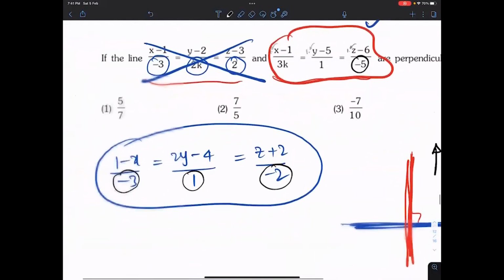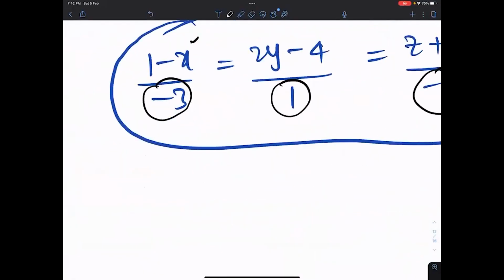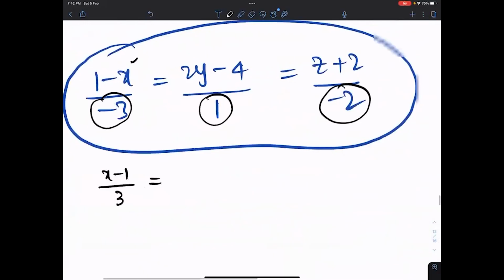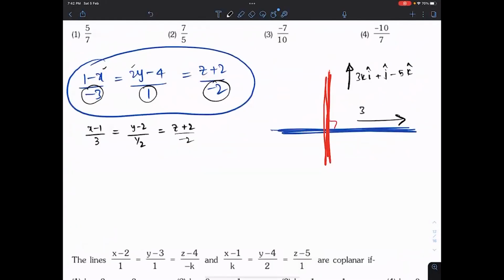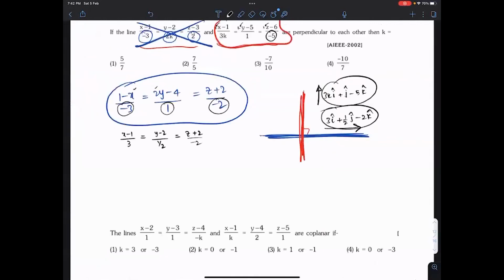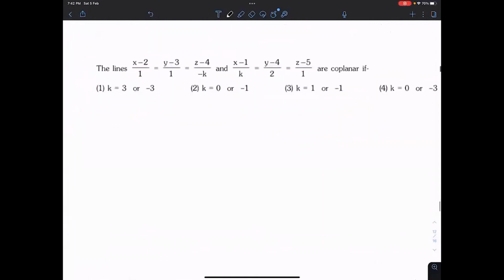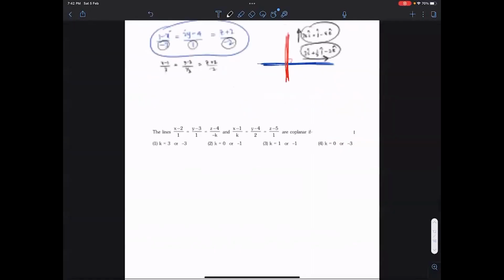To make it 1, what should I do? I should take minus common. X minus 1 by minus, that if it goes to the denominator, 3. Here I should take 2 common: y minus 2 by 1 by 2, that 2 goes to the denominator. Here it is okay. Now you should write the direction of the second line: 3 i cap plus 1 by 2 times j cap minus 2 times k cap. That's all. Now the dot product of these two must be 0. So direction, how to identify, we have seen. The bottom components.